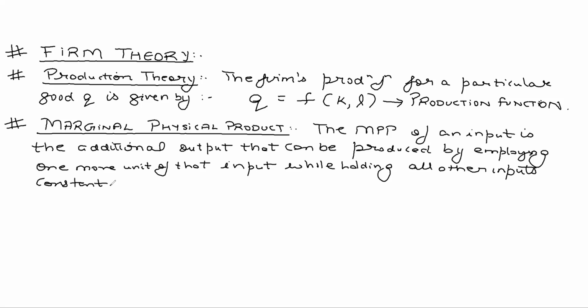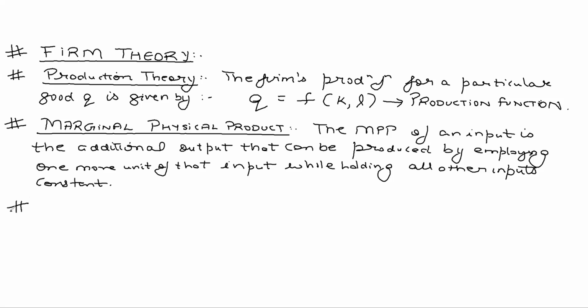So when I talk about marginal physical product of an input, it is the additional output that can be produced by hiring one more unit of that particular input, keeping all the other inputs constant. Suppose I talk about marginal physical product of labor. It is the additional output produced by hiring one more unit of labor, keeping capital constant. When I talk about marginal physical product of capital, it is the additional output produced by hiring one more unit of capital, keeping labor constant.